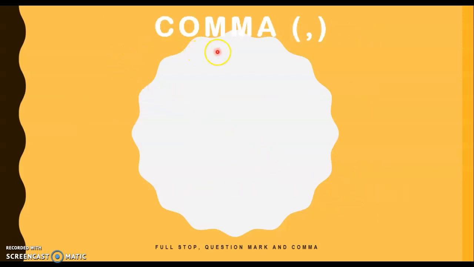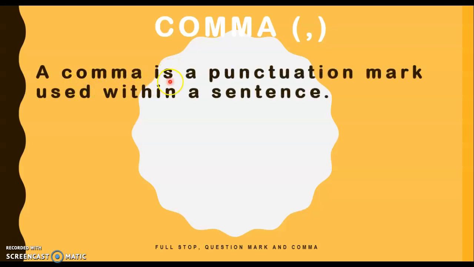Now we are looking at the comma, which is our main focus from this class. A comma is a punctuation mark used within a sentence. Let's take note of that. It is a punctuation mark used within a sentence.